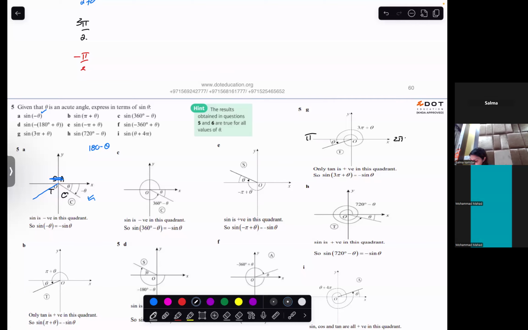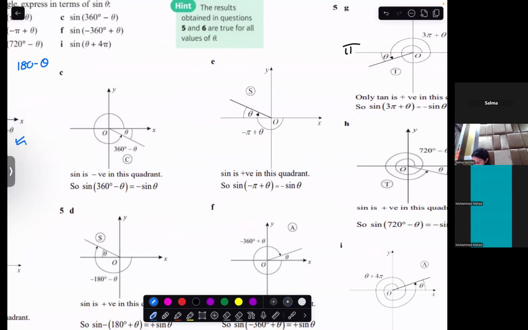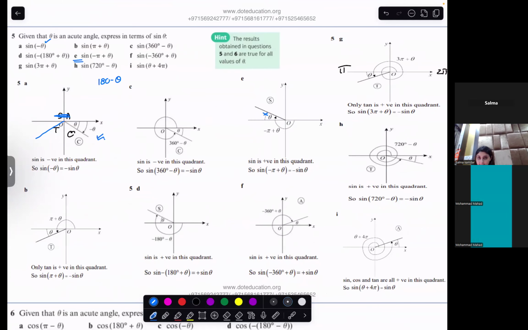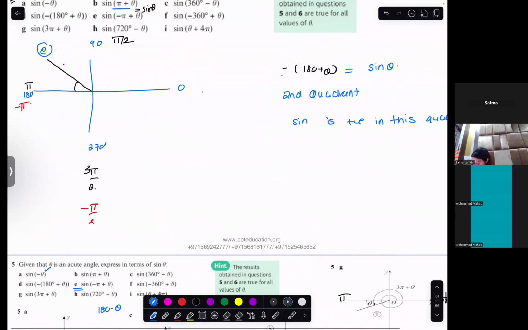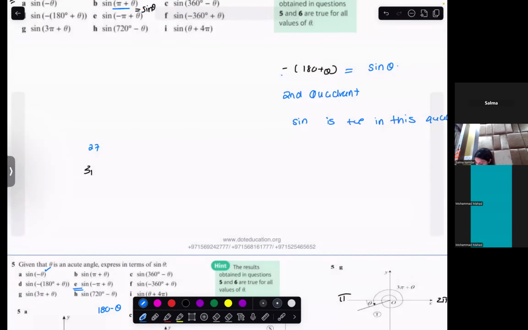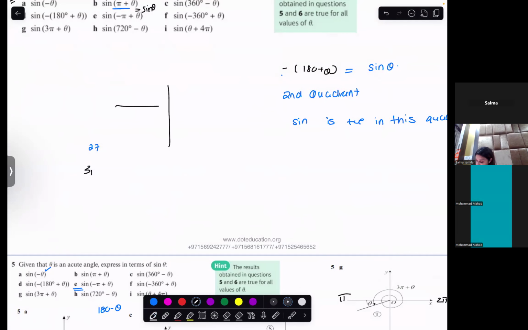So this one over here, which they've given, this is the wrong diagram. Are you with me? Draw 180 minus theta again. Okay, minus 180 plus theta. Let's do it again.